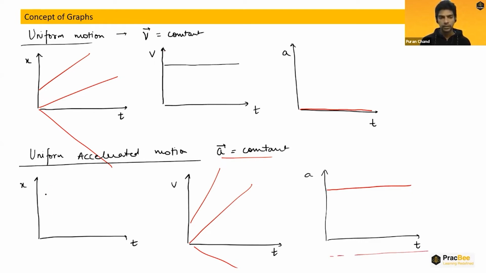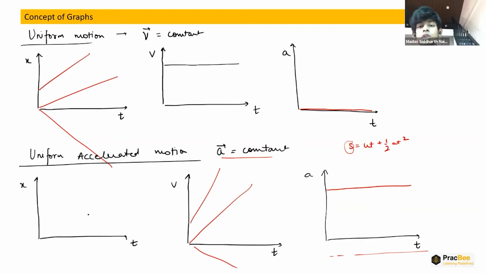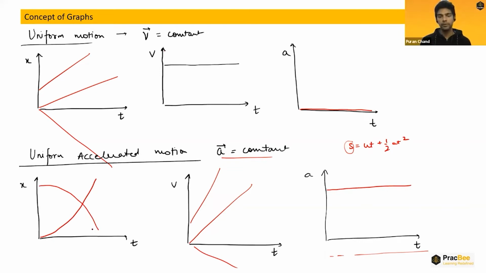Now, do you know this formula, s equals ut plus half at square? You can see that your displacement is a parabolic function. Can you see that? So the graph will be parabolic, right? It can be like this, your graph can be like this. It has to be a parabola. It can be an upward parabola or a downward parabola.